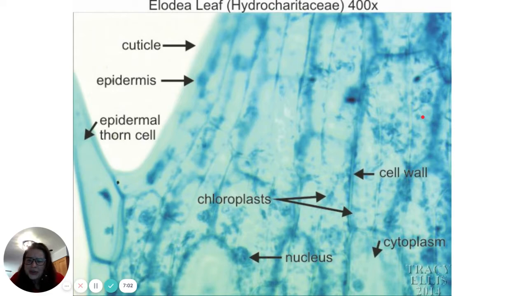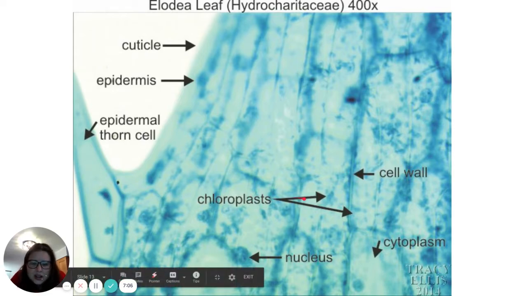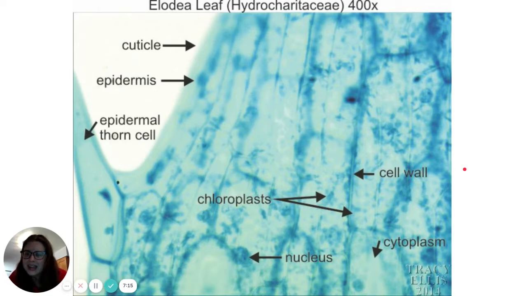Another picture under some more intense magnification. We can see the nucleus, the chloroplasts here, the cell wall, and the cytoplasm. And this is a leaf that we're looking at under some pretty high magnification.